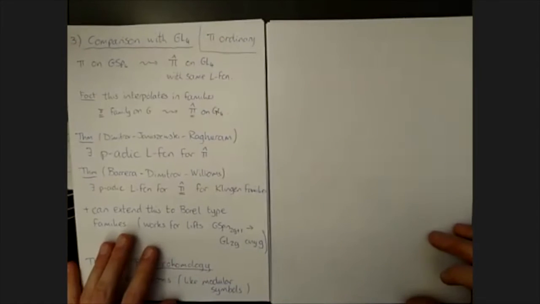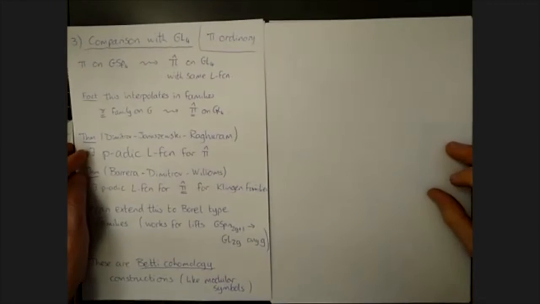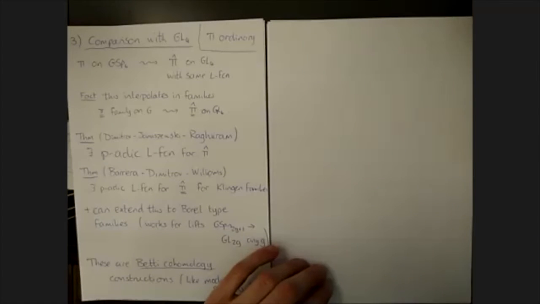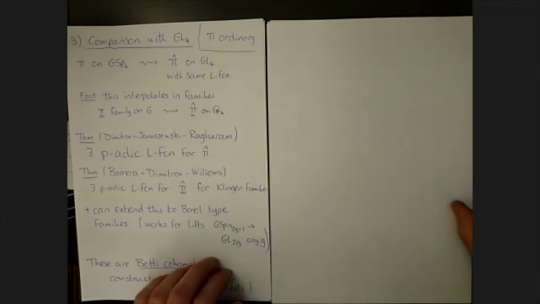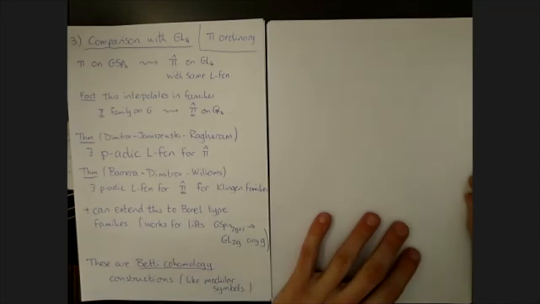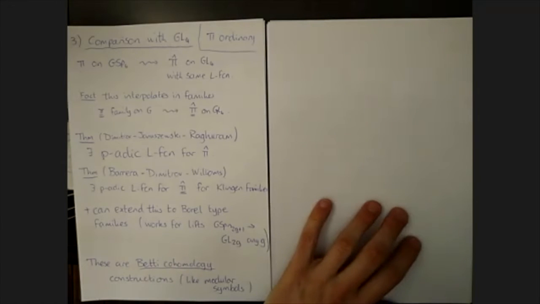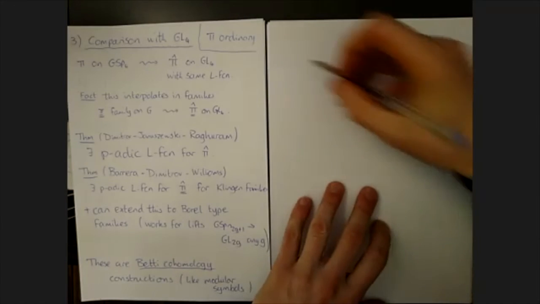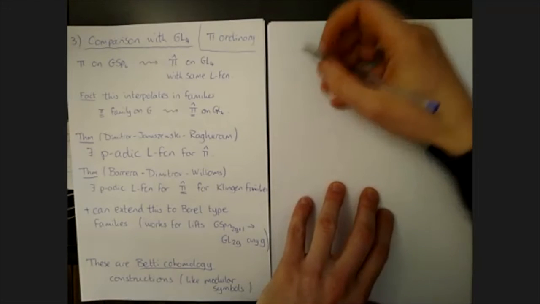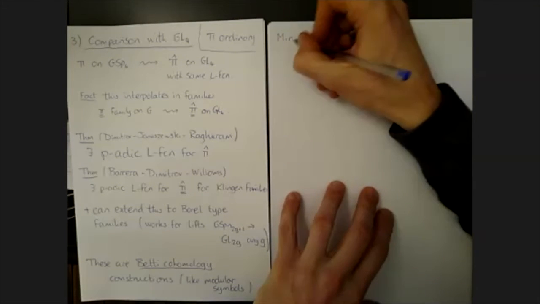So what we're going to do is we're somehow going to bounce off the fact that you have p-adic functions in Klingon families on one group and in Borel families on a different group. And there's a minor technical point.